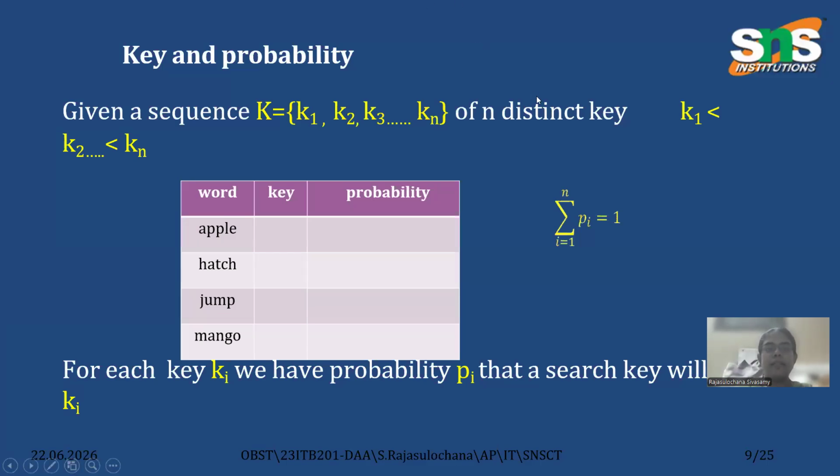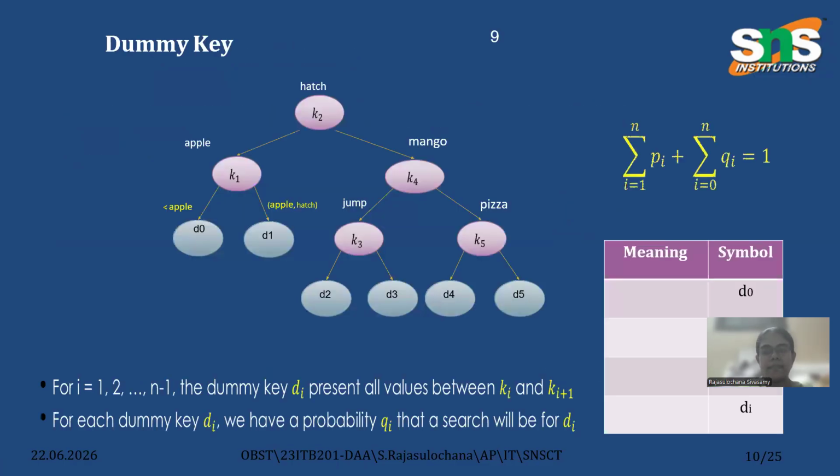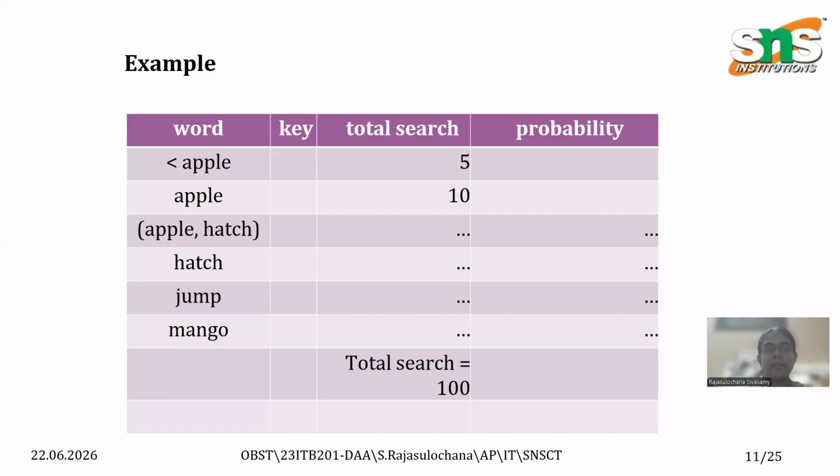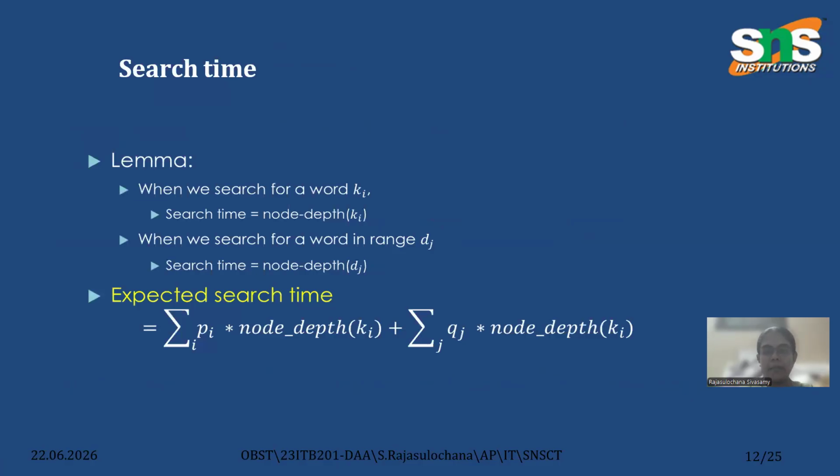Assume you are given some keys and their probabilities. Probability represents the probability of occurrence. You are given a sequence of keys K equal to k1, k2, k3 to kn, such that each of the keys is distinct and the probability of each key is also given. The total of pi plus qi, the total probability, will be equal to 1. For example, here you are given the words, their total searches, and the probability will also be mentioned.